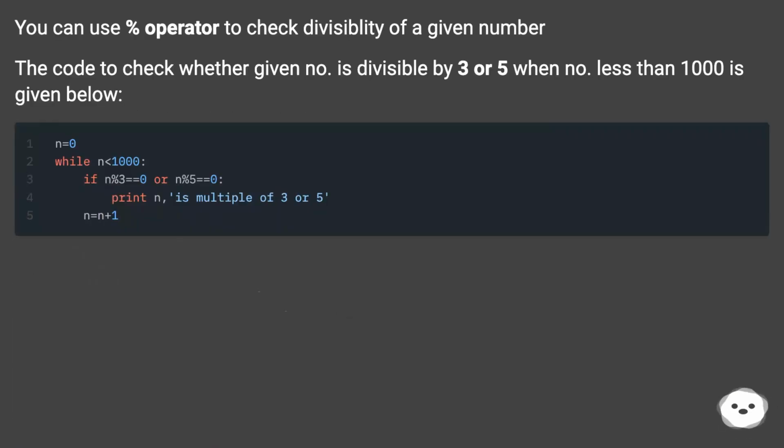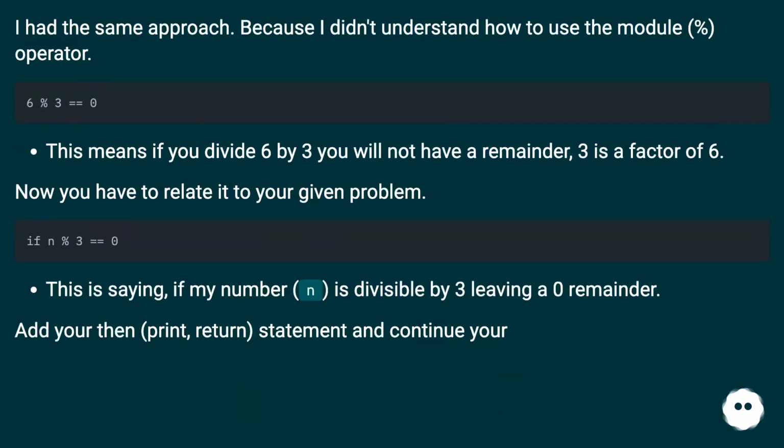You can use the % operator to check divisibility of a given number. The code to check whether a given number is divisible by 3 or 5, when the number is less than 1000, is given below. I had the same approach, because I didn't understand how to use the modulus % operator.